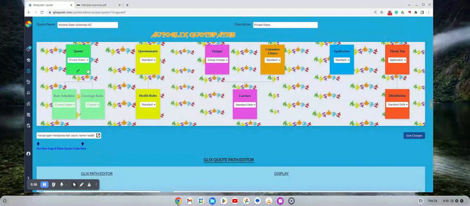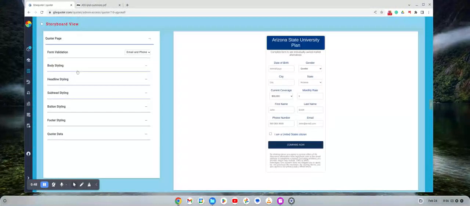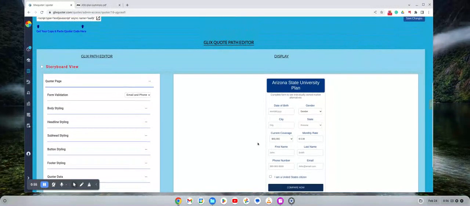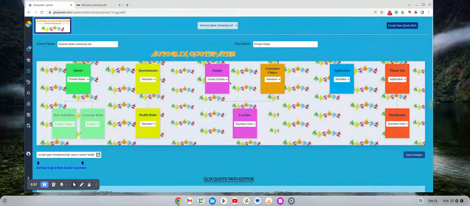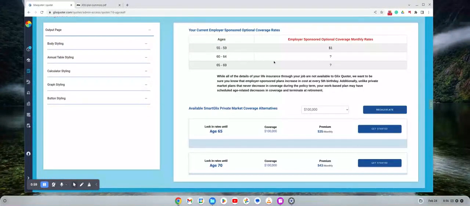Private rates is when you actually can't get the information. You can't get the rate schedules or any decreasing coverage schedules. And so the way you do it then is you just ask them for their current coverage and what they're paying, right? And then you would see the output where this $1 would be replaced by what they're currently paying. And you have question marks here because you don't have the information.